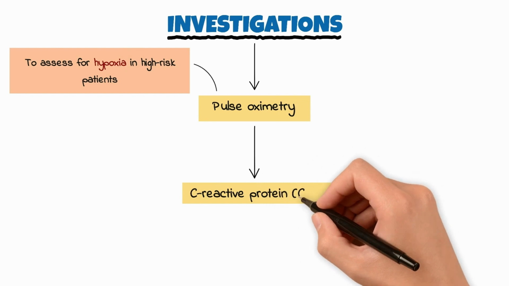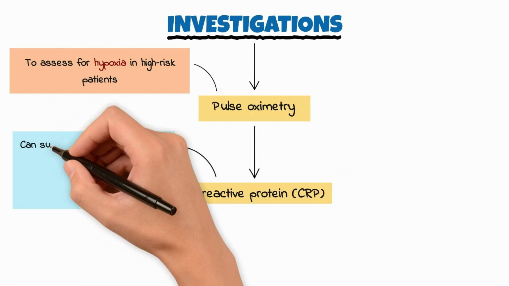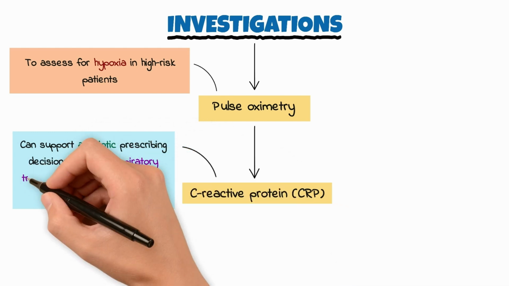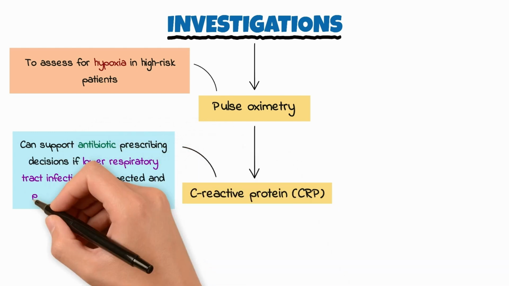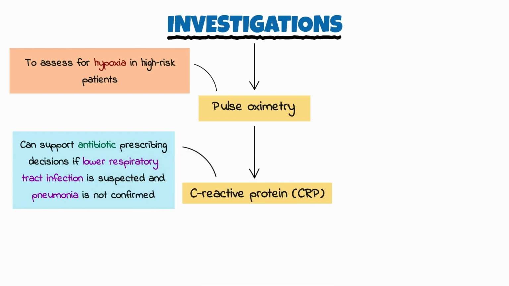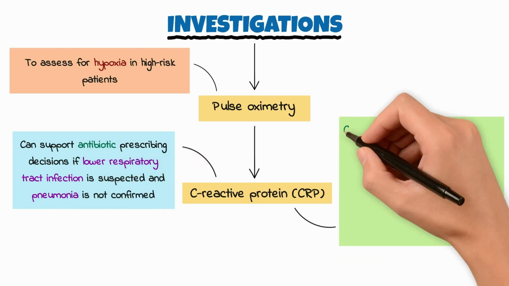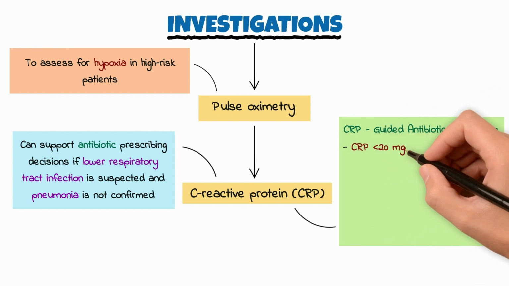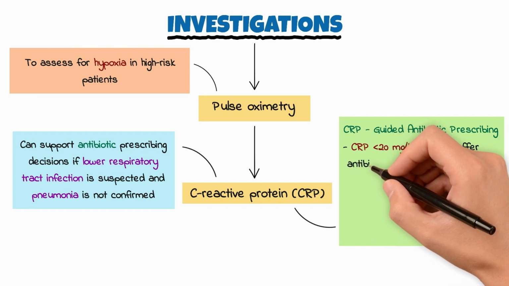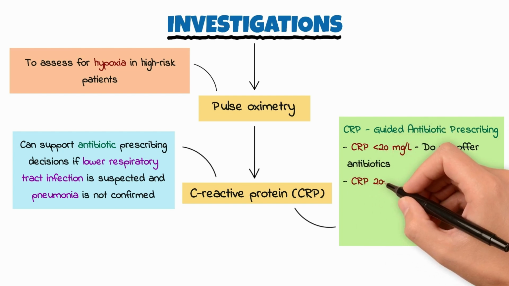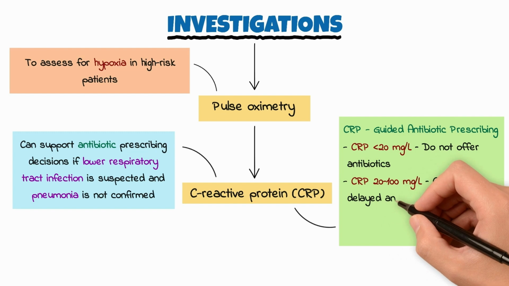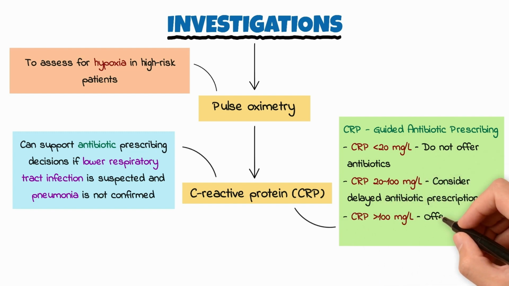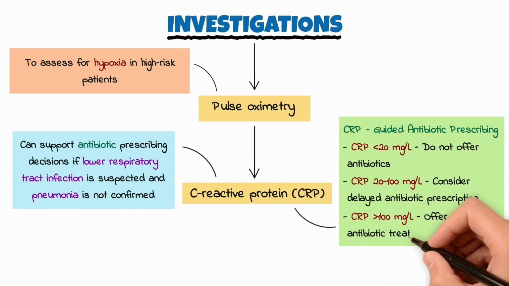C-reactive protein, CRP. This can support antibiotic prescribing decisions if lower respiratory tract infection is suspected and pneumonia is not confirmed. CRP-guided antibiotic prescribing: CRP less than 20, do not offer antibiotics. CRP 20 to 100, consider delayed antibiotic prescription. CRP over 100, offer immediate antibiotic treatment.